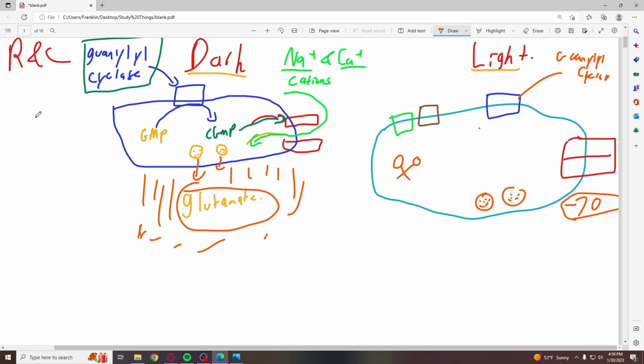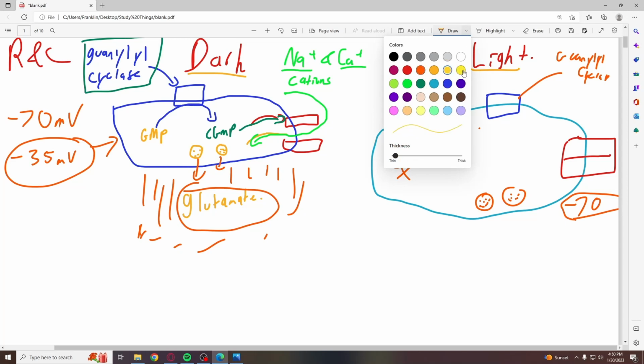Another thing is, since cations are coming in, the normal resting potential is -70 millivolts, right? But now positive charges are inside the rods and cones, so instead, in this case, it will be -35 millivolts. So that is important for later.